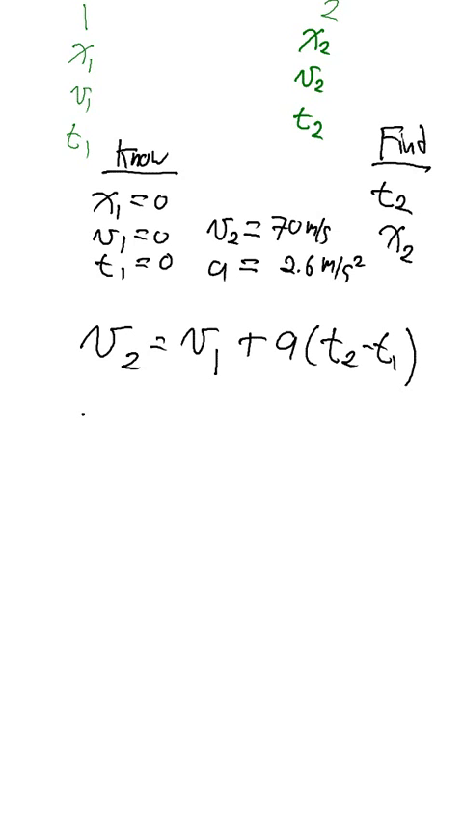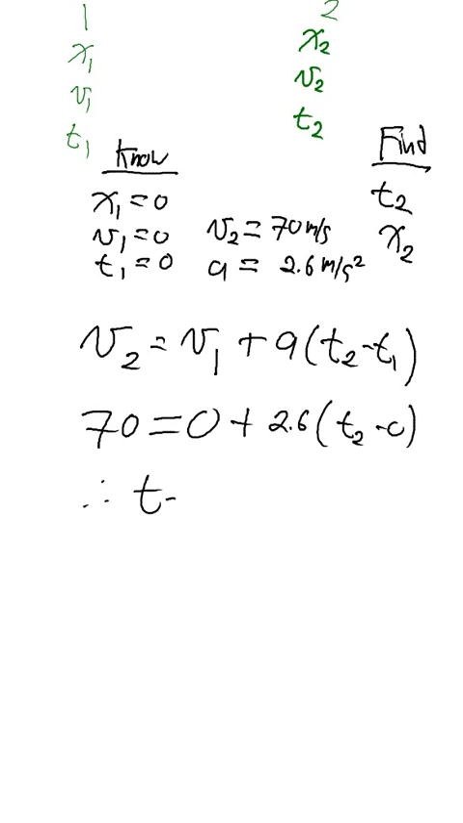And so in this problem we would have 70 meters per second equals 0 plus 2.6 times just t2, because we set t1 equal to 0. So therefore t2 would equal 70 divided by 2.6. So if I get my calculator out, 70 divided by 2.6 equals roughly 27 seconds. So that's going to be the answer to the first part.